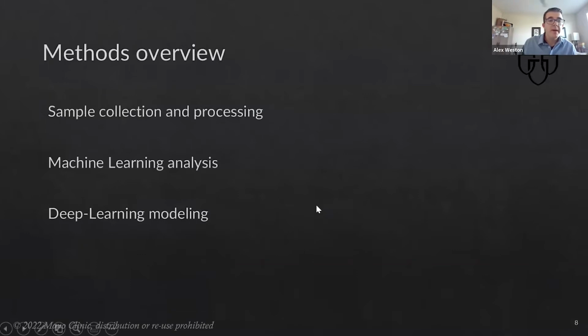So a brief overview of the methods. I've broken this talk down into 3 parts. The first is just describing our sample collection and processing. Next, I'm going to be talking about our first paper, which is a machine learning analysis of these volatile profiles. And then lastly, I'll be describing an experiment we did with a deep learning model.